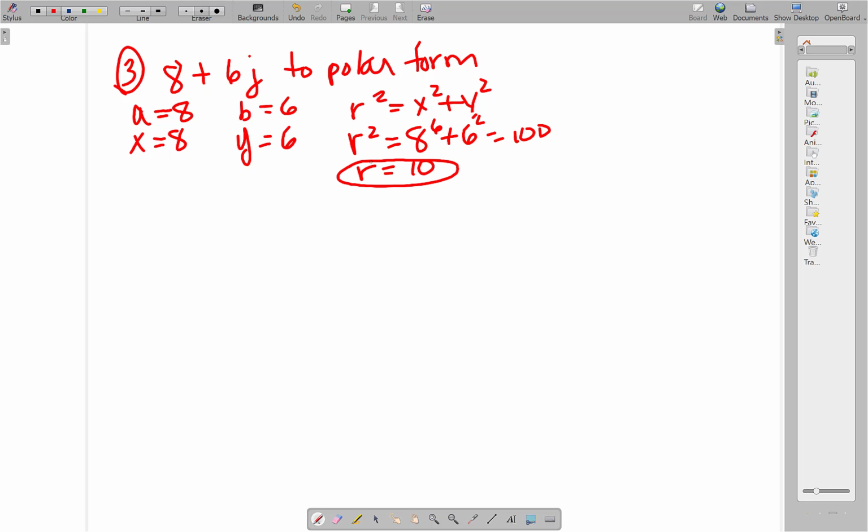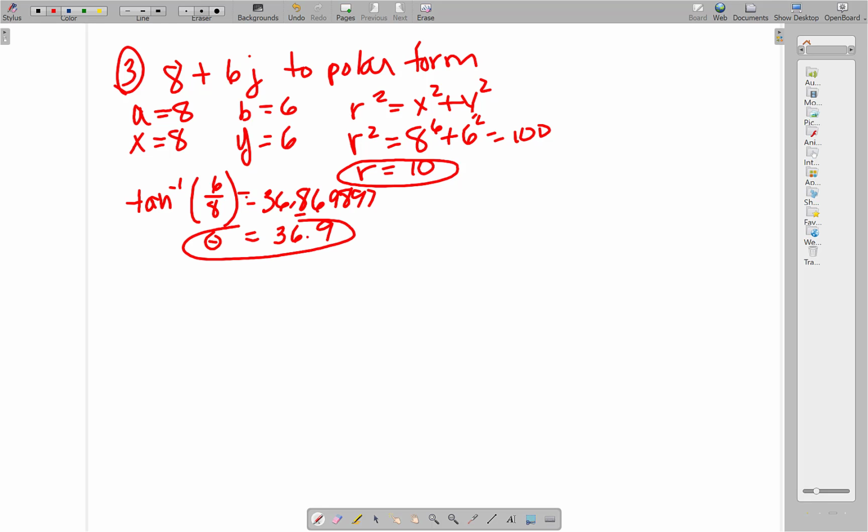To write this rectangular number in polar form, you find r and then you find your angle. To find the angle, we use the inverse tan function, and we always do y over x. So we have 6 over 8. Use your calculator, and you would get 36.869897, and we round that to 36.9 to the nearest tenth. Now we have theta and we have r.